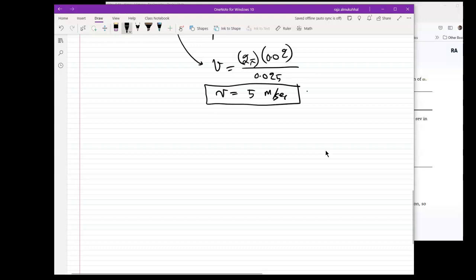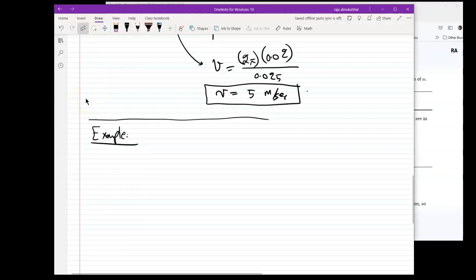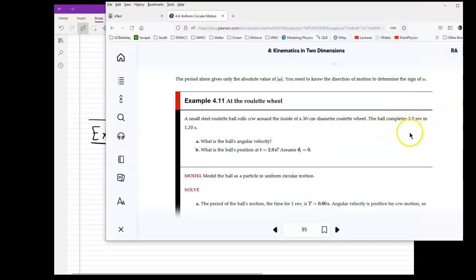So again, always write down what's given. We have a steel ball going counterclockwise, which is probably not important for now, and the inside of a 30 centimeter diameter roulette wheel. So the radius in this case is going to be 15 centimeters or 0.15 meters. So that's the radius. And then he said the ball completes 2 revolutions in 1.2 seconds.